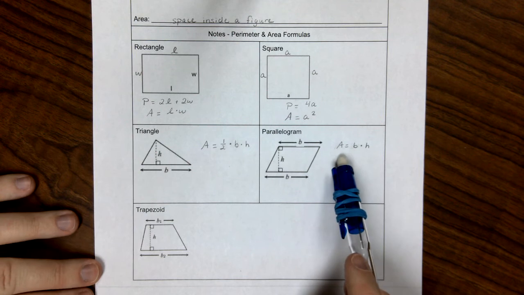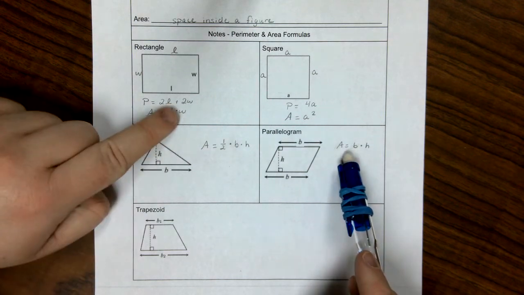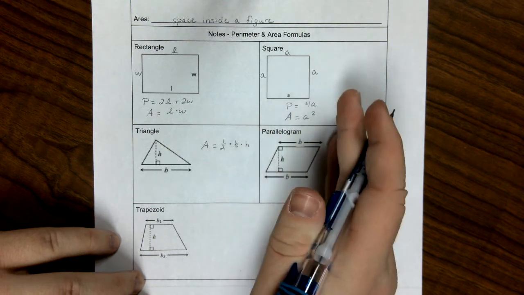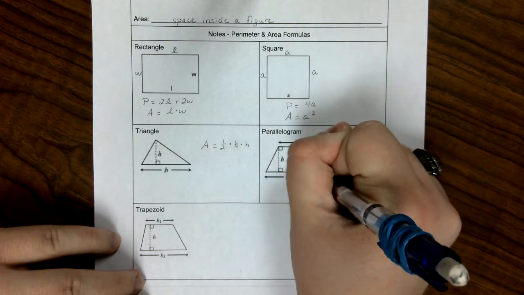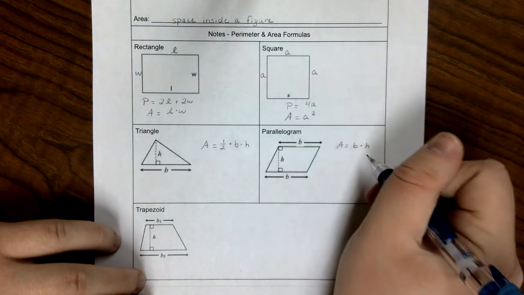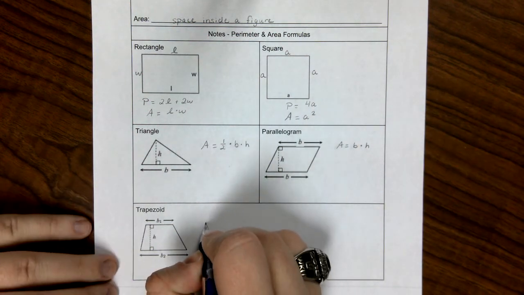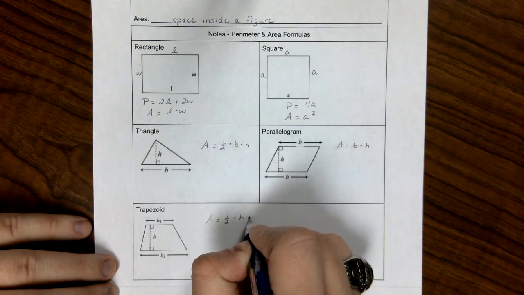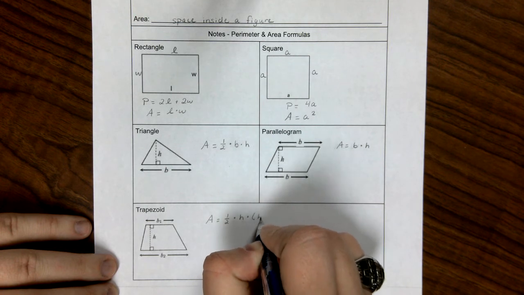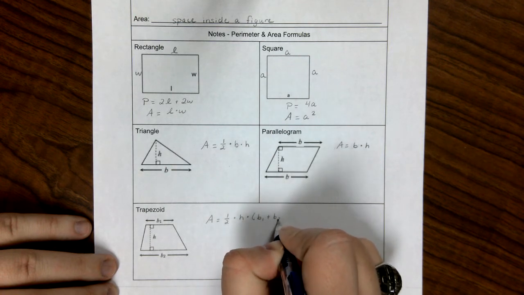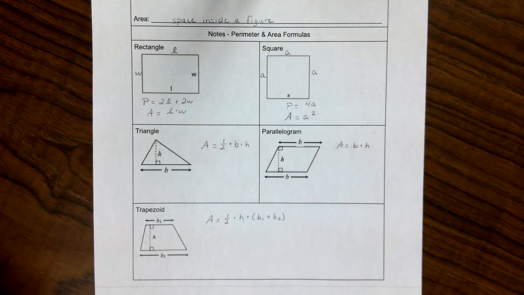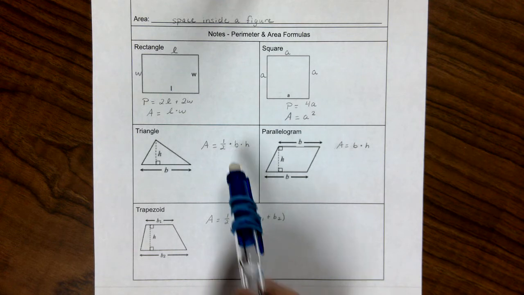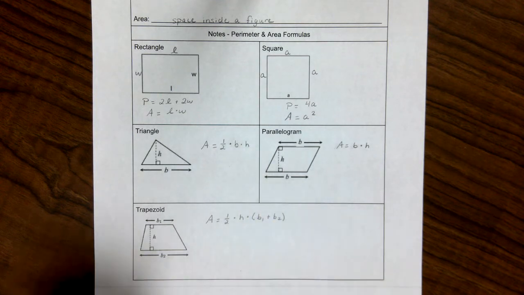This one may not be super familiar, but it sort of makes sense. It's kind of like a rectangle. If you took this little triangle piece and cut it off and attached it over here, you would make another rectangle. So you would get base times height. Anyway, trapezoid might not be super familiar, but it's 1/2 times the height times base 1 plus base 2. You have to add both bases together. So it's kind of like the triangle area formula, except instead of one base, you have to add both of them together. Okay?